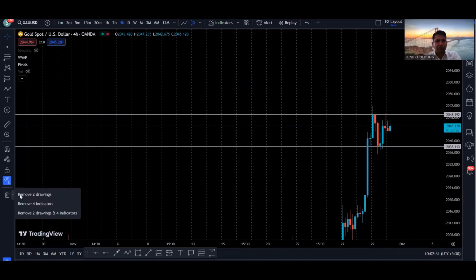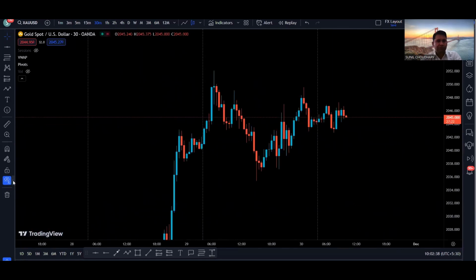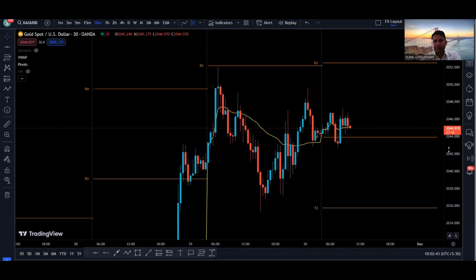Anyways, let's go to the 30-minute time frame, and let's put on our pivot and VWAP line. On the 30-minute as well, what we can see is that we rejected this area yesterday, which was a pivot line as well, and since then price came down, found some kind of support, and we are just consolidating between this high and this low, right?